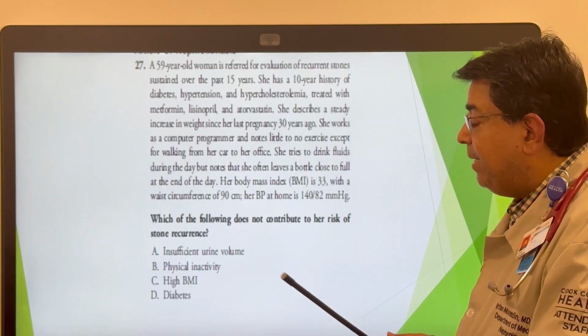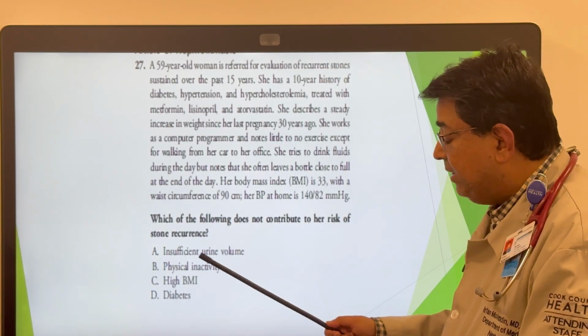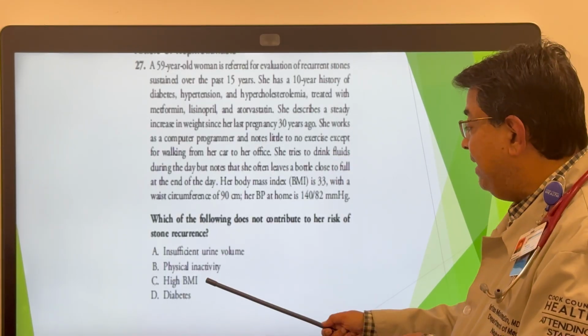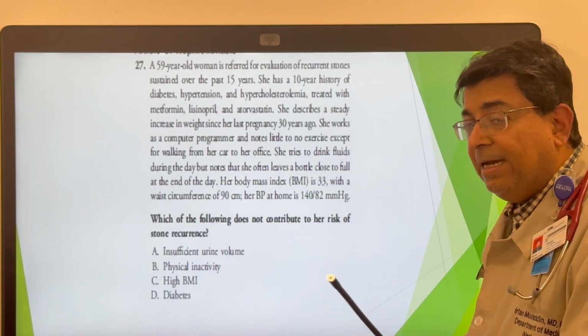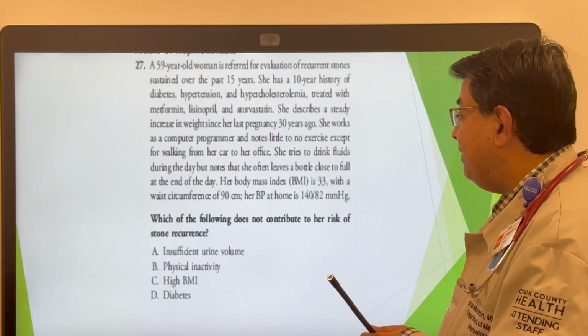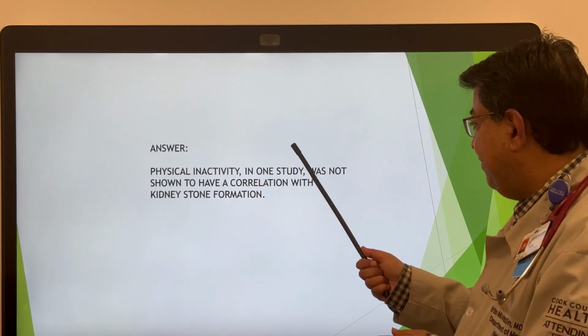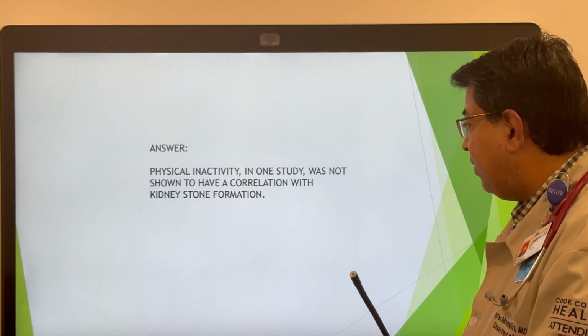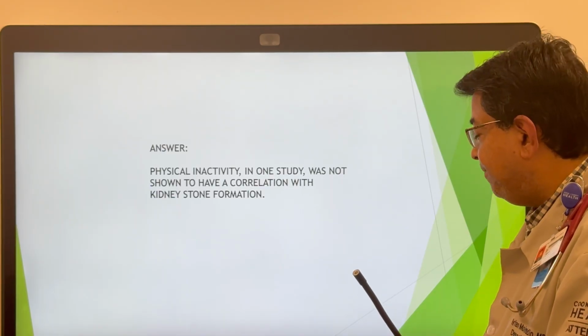Insufficient urine volume does contribute. High BMI does contribute. Diabetes likely contributes. Physical inactivity, we don't really know. Next slide. There was one study which did not show a correlation between physical inactivity and kidney stone formation. Next slide.